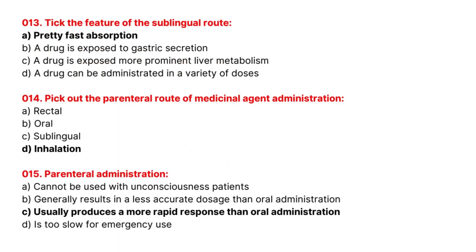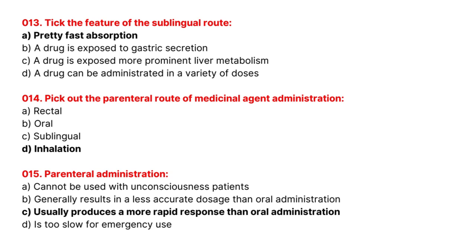013. Tick the feature of the sublingual route. A. Pretty fast absorption. B. A drug is exposed to gastric secretion. C. A drug is exposed to more prominent liver metabolism. D. A drug can be administered in a variety of doses. Answer is A. 014. Pick out the parenteral route of medicinal agent administration. A. Rectal. B. Oral. C. Sublingual. D. Inhalation. Answer is D.